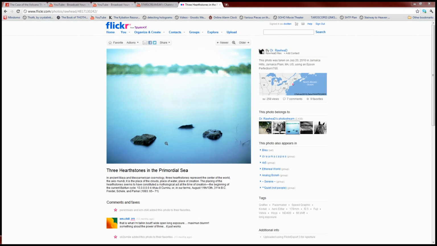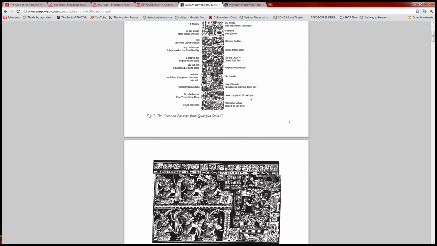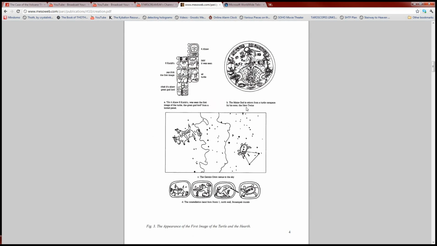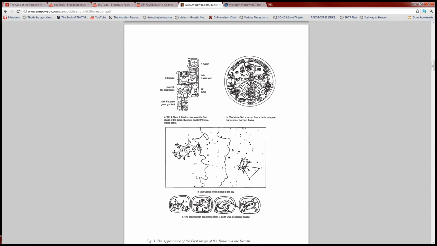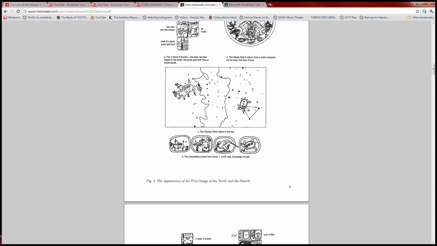Now, the three hearthstones are signified in the Mayan culture as the three stars surrounding the Orion Nebula, which are the following. Okay, what you're looking at right here is off of mesoweb.com. Okay, and it talks about creation, cosmos, and the imagery of Palenque and Copán. This goes into, and I'm going to post this PDF for you as well. It talks about what the Mayans talk about the three hearthstones, which is what you're seeing right here. Okay, and the turtle. And if you notice, this is Orion. You see this is those three stars in Orion.